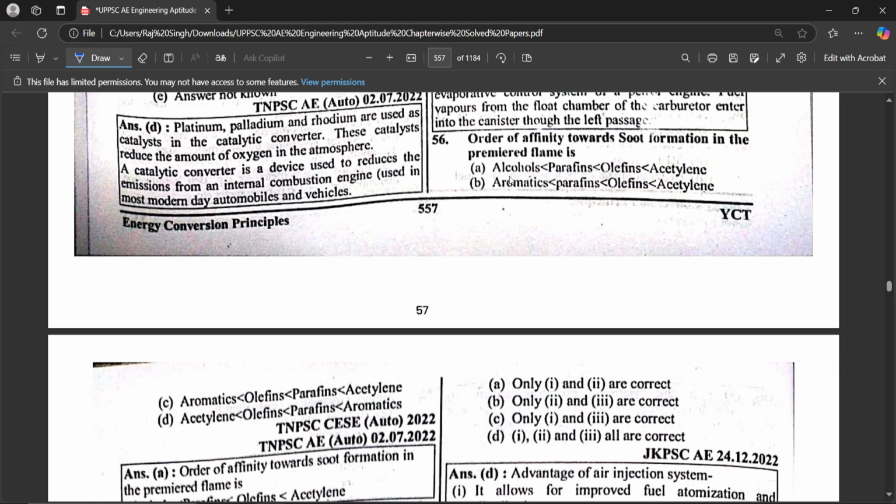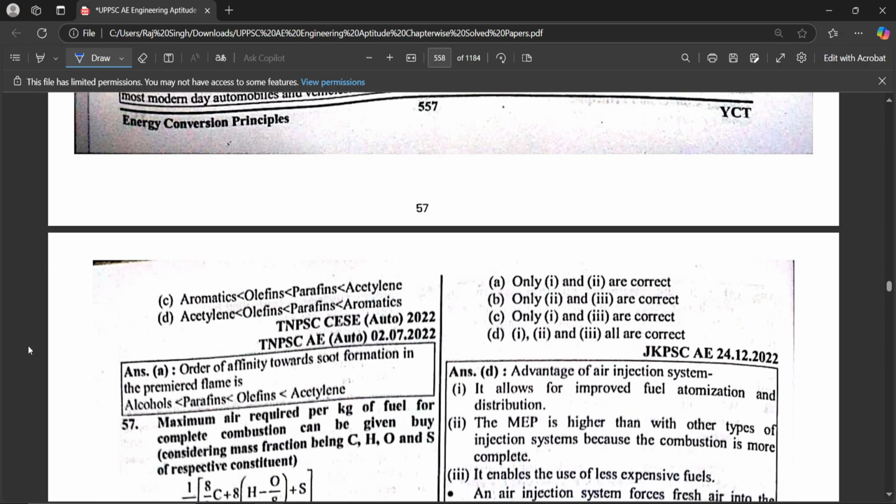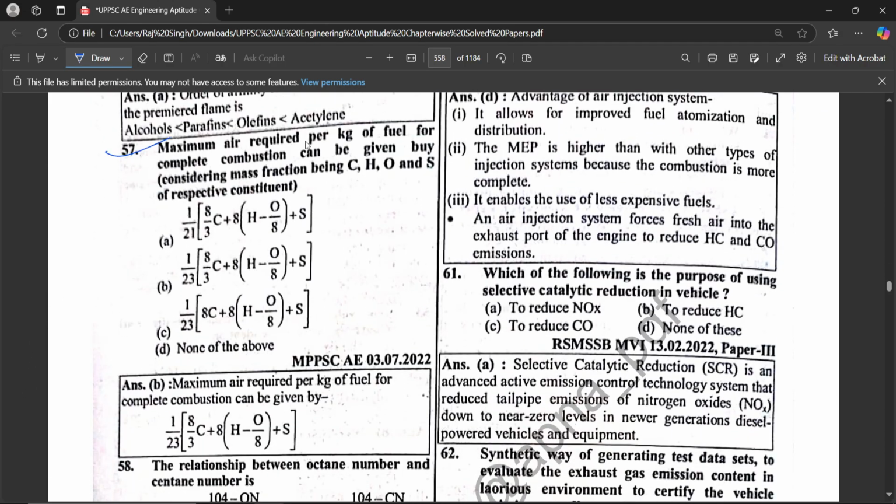The order of affinity towards soot formation in the premixed flame is alcohol is less than paraffin, olefin is less than acetylene. The maximum air required per kg of fuel for complete combustion can be given by, considering mass fractions of carbon, hydrogen, oxygen, sulfur respectively, 1/23 times 8C by 3 plus 8 times bracket H minus O by 8 plus S. Okay, so in this way you can calculate.